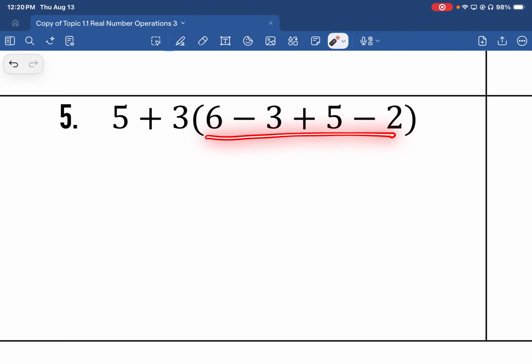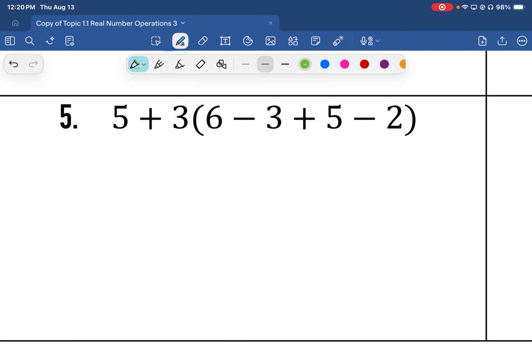Specifically, what is inside of our parentheses? So we would do subtraction, addition, and subtraction again, right? So we will get 5 plus 3 times, what is 6 minus 3? 3. What is 3 plus 5? 8. What is 8 minus 2?